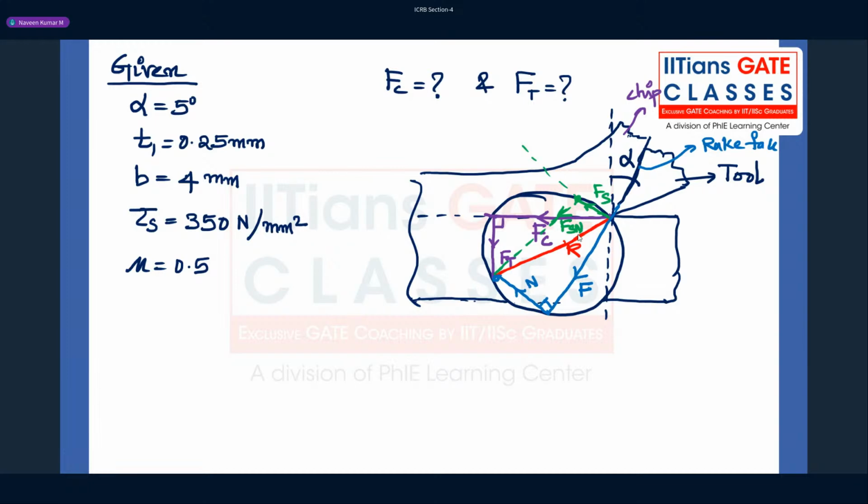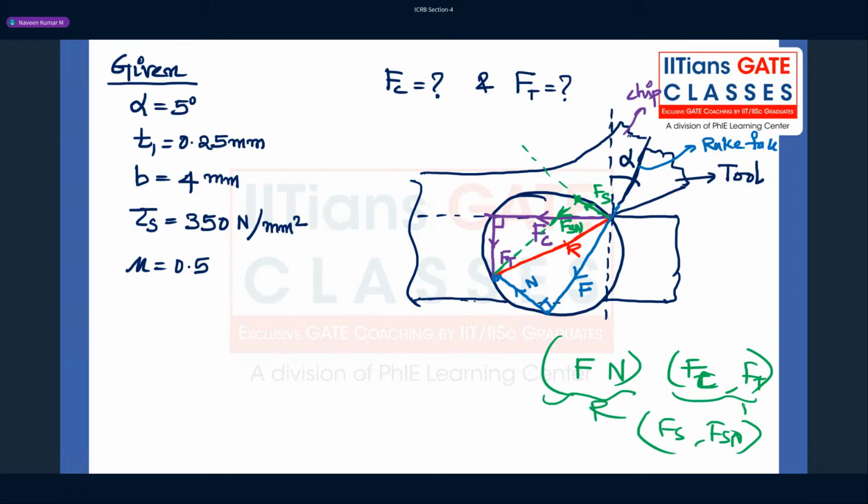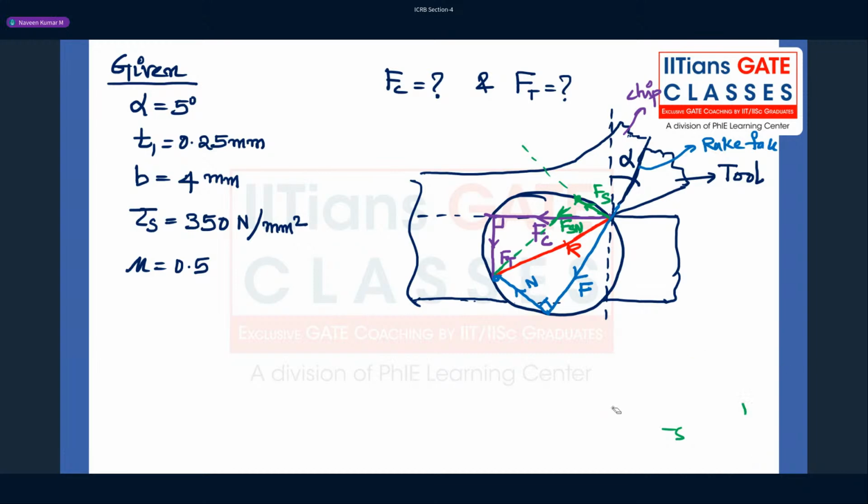So for green color, blue color, and purple color, there are some couples. F and N are one couple, FC and FT are one couple, and FS and FSN are one couple. All these have the same resultant. This is R, and this also has a red color one. So that is what is important. Okay, fine. Now let's do this. So this is the merchant circle diagram, right? You already know. If you don't know, please do revise this.